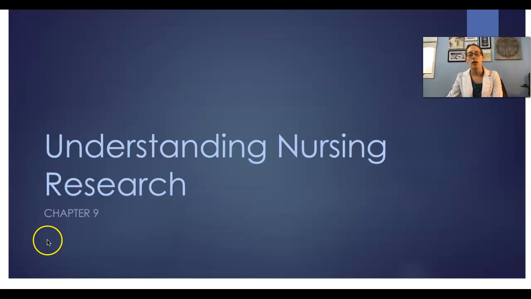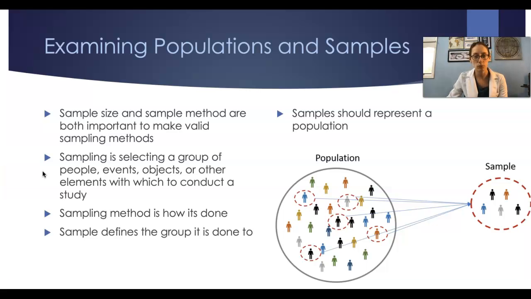Hello, we're going to start in on Understanding Nursing Research. This is Chapter 9 in Grove and Gray. So that's this book here. And we're going to go through some of the things that you'll need to know to be able to decipher research clearly. So this starts with examining population and samples.